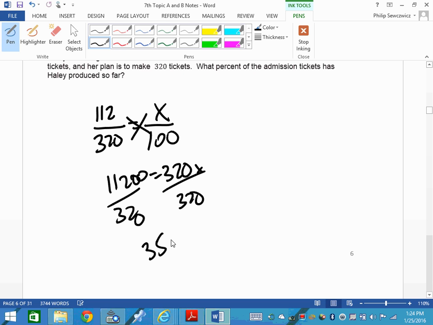Hey, anyone else get 35? Now, the nice thing about it is, like we said, the percent symbol is built into it because it's 35 out of 100. So it is your 35% that you're looking at. So that's it we've got for today.